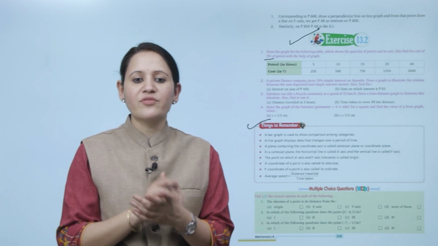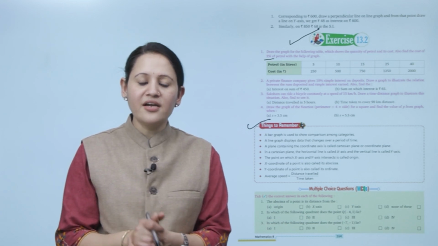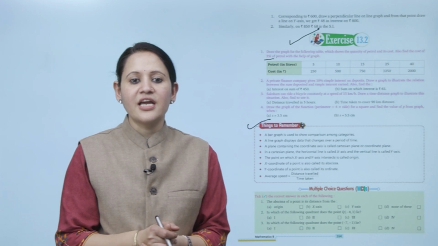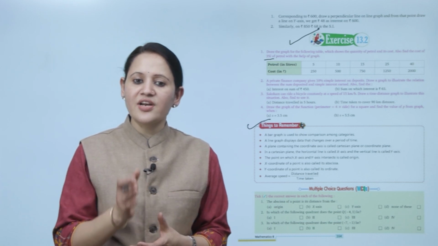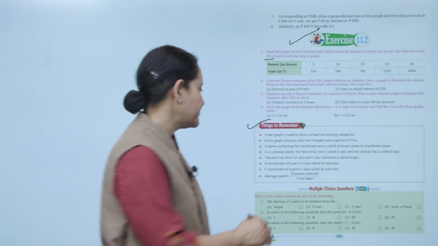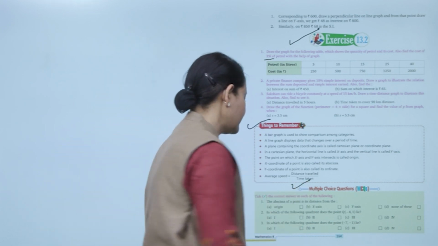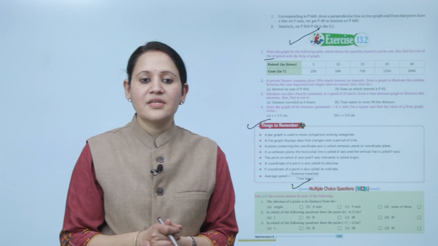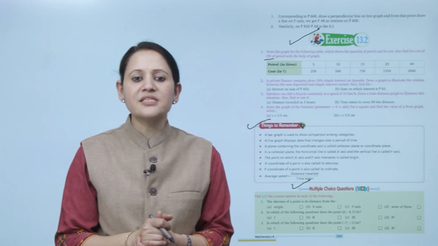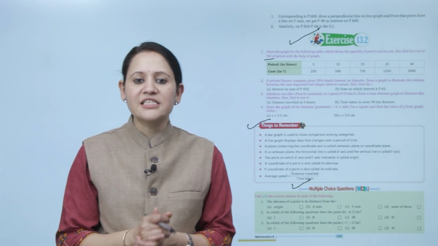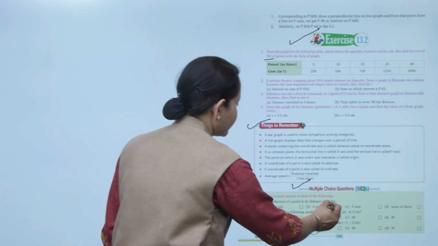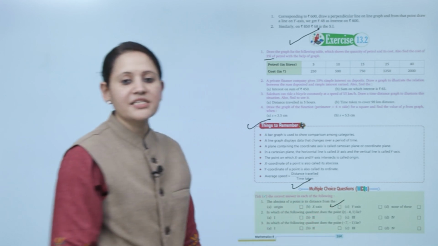X coordinate of the point is also called the abscissa. Y coordinate of a point is called its ordinate. Average speed is equal to distance traveled upon time taken. Next is multiple choice questions. Choose the correct answer in each of the following. The abscissa of the point is at distance from the x-axis. So B is the correct option.